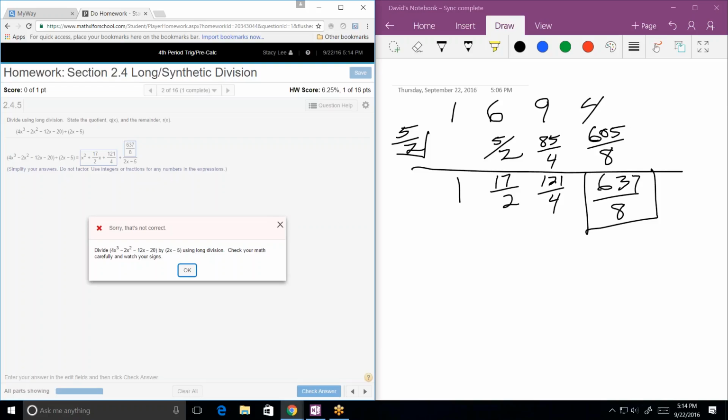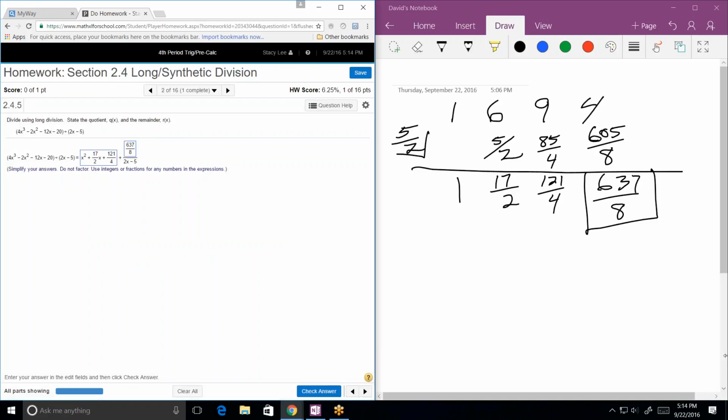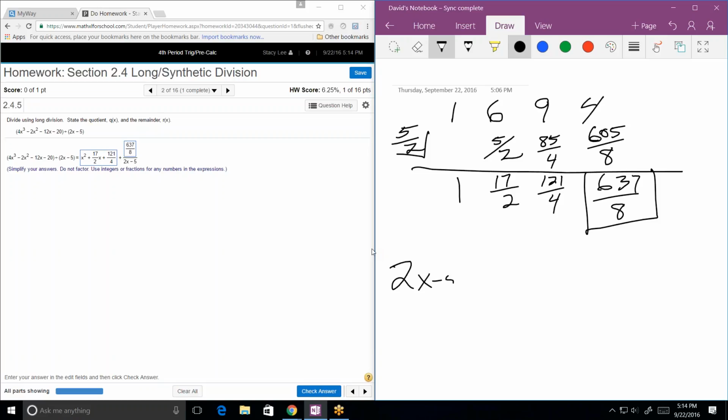Interesting. Let's try it by long division and see what we did wrong. I actually had not tried a problem like this using synthetic division, but it's not going to be that hard to do with long division. Let me get it set up. 2x minus 5 divided into, oh, well, no wonder I didn't get it right. I got my wrong coefficients. I left the old coefficients there.